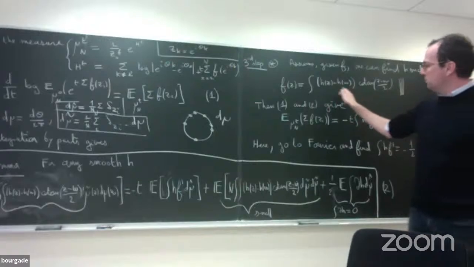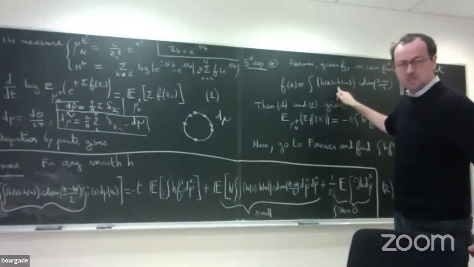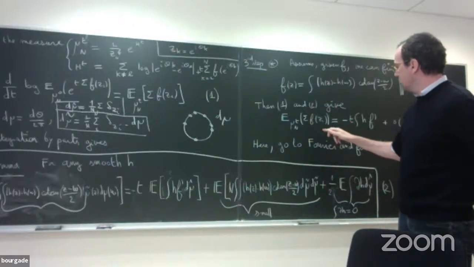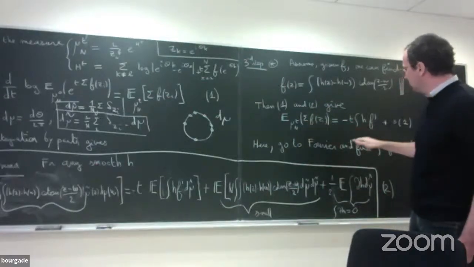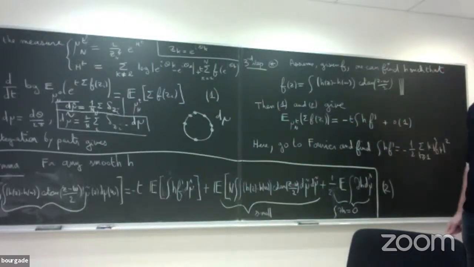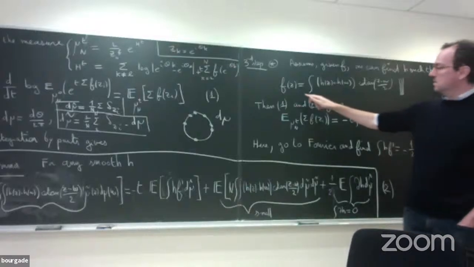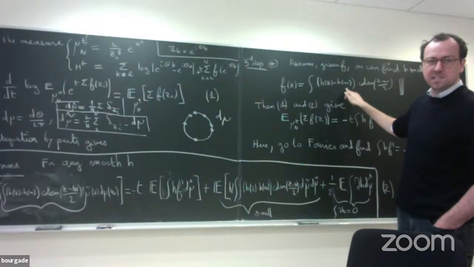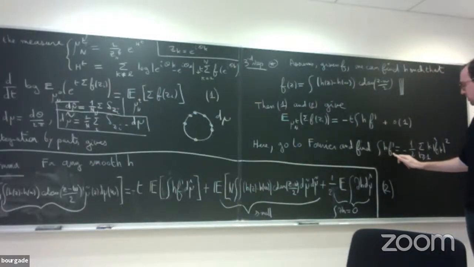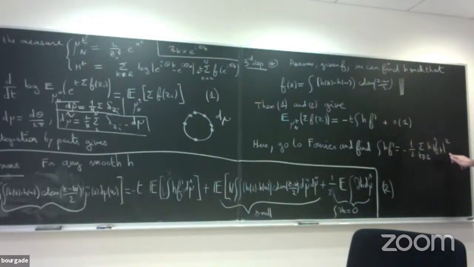So if you can invert and write F in this way, then you're good, because what it really gives you is that the expectation of the sum of F is nothing but minus T integral of H F prime plus something small. And now it happens that if you go to Fourier to solve this equation and find H depending on F, you will find that the integral of H F prime is nothing but the H 1/2 norm of your function. So that concludes the proof.